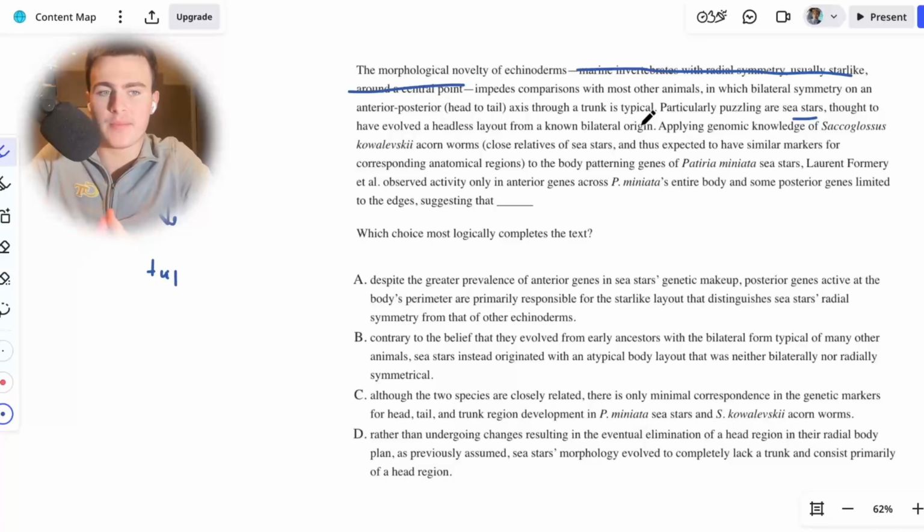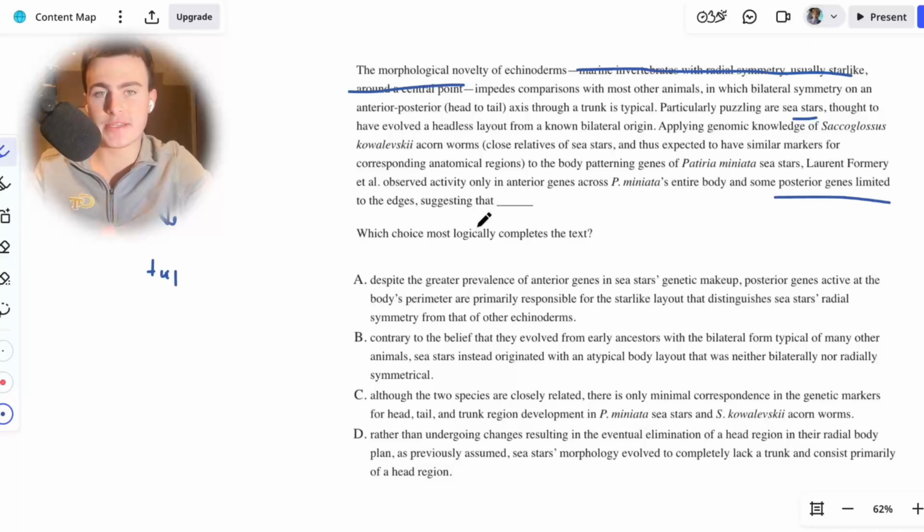Okay, that's important. Now you apply genomic knowledge of acorn worms, which are close relatives to sea stars. So you're basically comparing the sea stars to a relative to figure out what the sea star is, because they're like the same thing, to the body patterning genes of PM sea stars. And they observed activity only in anterior genes. Stop there. They observed activity in only anterior, which is head genes. So the sea star has a lot of head genes, but some posterior genes limited to the edges.